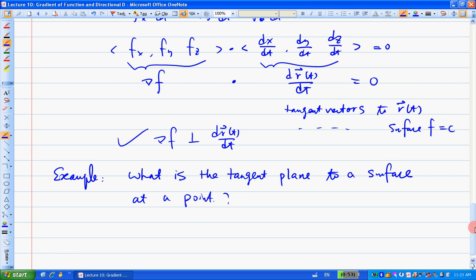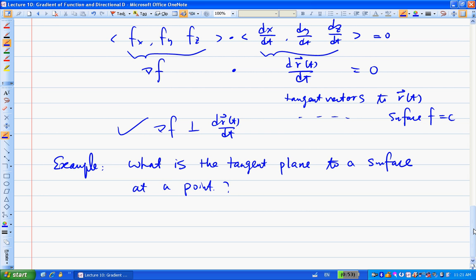So I'll give you the general formula first, right? And then we'll look at a specific example here. So we're talking about a general surface here. So let's say f(x, y, z) equal to c. Okay, that's a surface, right? What is the tangent plane to a surface at a point? Let's call it point P naught, (x naught, y naught, z naught).